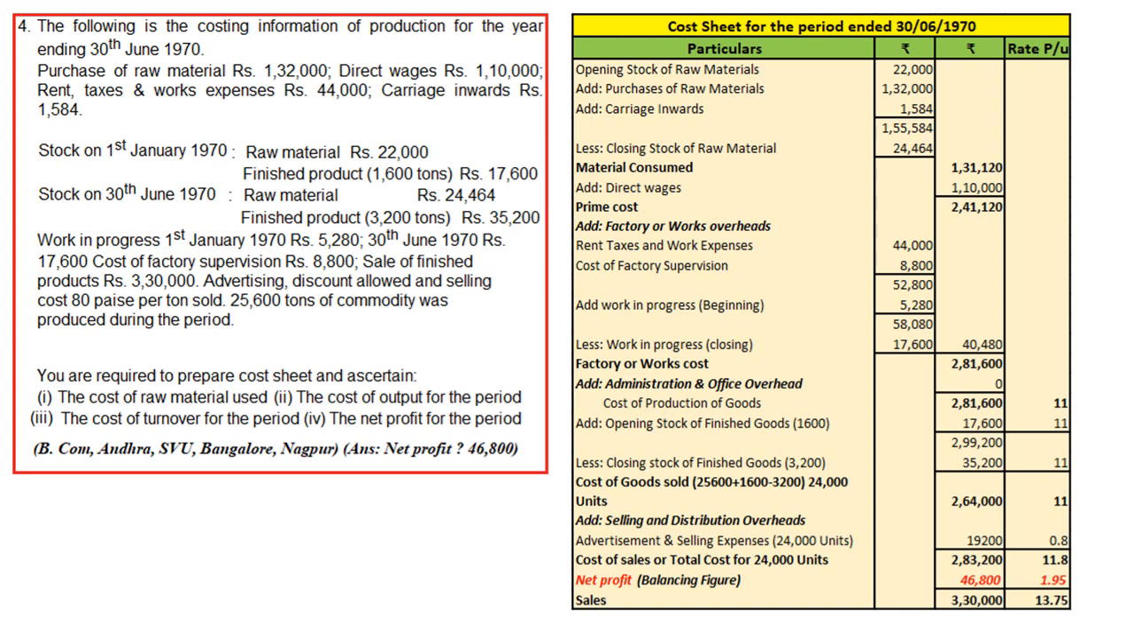Under that, first we'll take up factory or works overhead. We have only two items in factory and works overhead, that is rent and taxes and works expenses, and cost of factory supervision. To this, we will add opening stock of work in progress and deduct closing stock of work in progress. The summation comes to 40,480, that will be written as the total factory or works overhead. Once you add factory or works overhead, then you will get the factory or works cost 2,81,600.